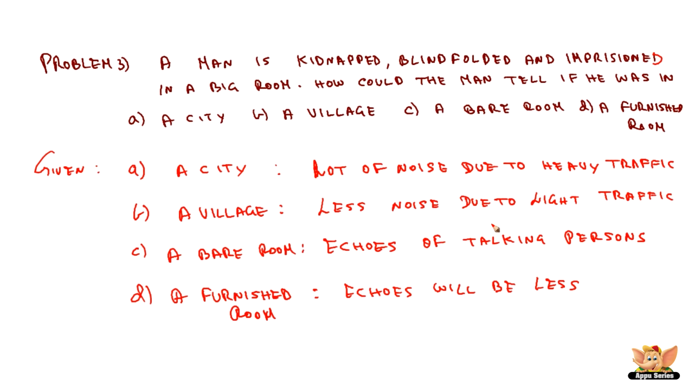And if he hears less noise due to traffic, he can say he is in a village. If he hears a lot of noise due to heavy traffic, then he can say he is in a city. These are some ways of finding out where he is. Just with the sound and reflection of sounds, one can make out where he is even if he is not able to see.